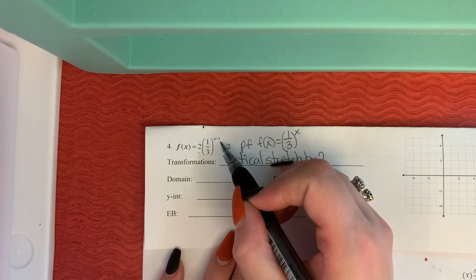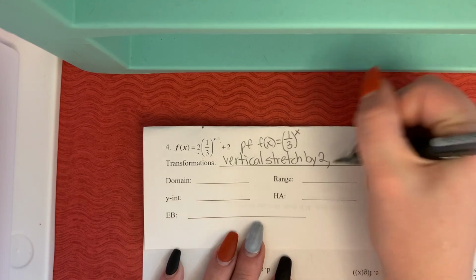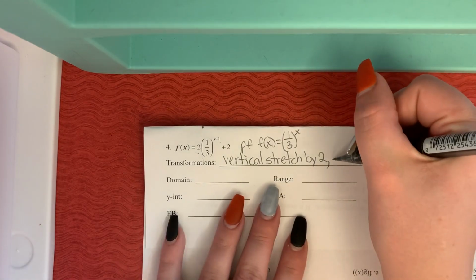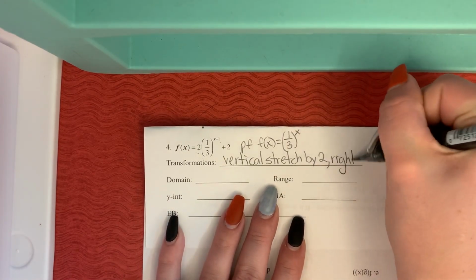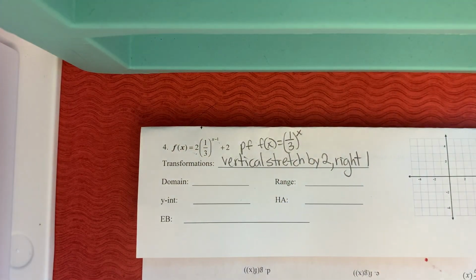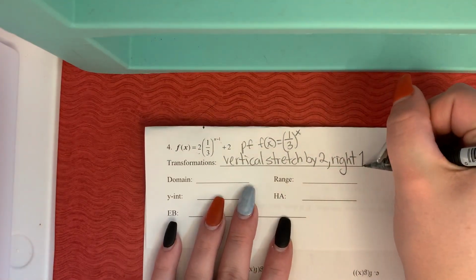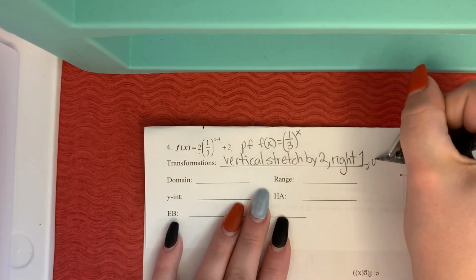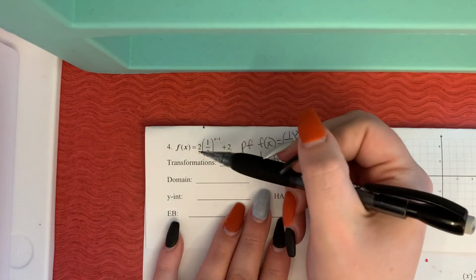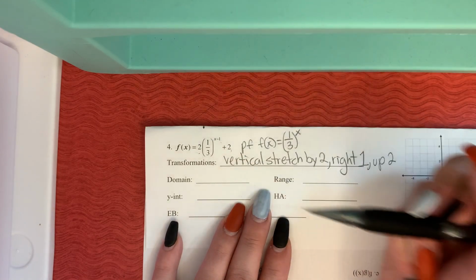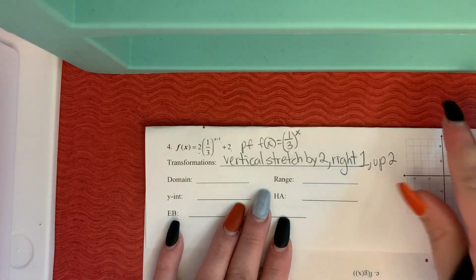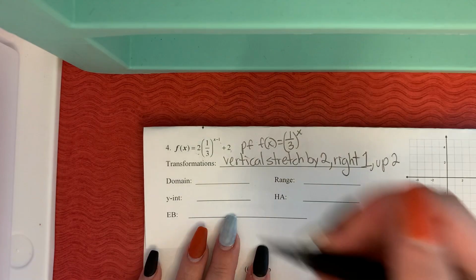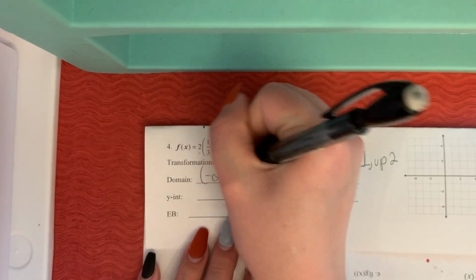That x minus 1 in that numerator, that -1 means we're actually moving the opposite direction, to the right one, because it's the opposite of what we think. And then finally on the outside we have this +2. That means we're moving up 2. So the one out front is the vertical stretch, the one in the back is shifting it up 2. Okay. Again, domain is going to be -infinity to infinity.